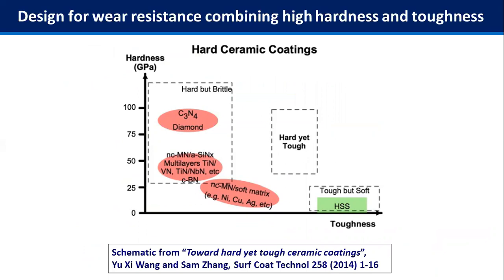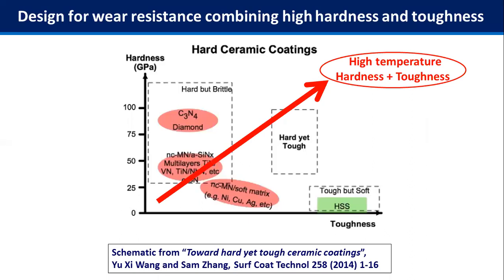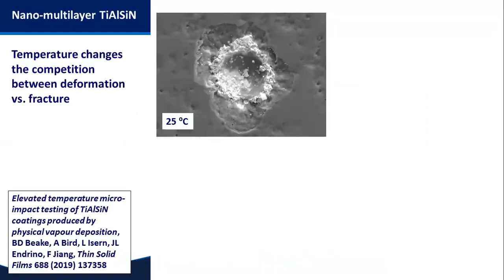But actually, if we think about many of these applications that we're trying to simulate, there are very high frictional temperatures generated in contact. So really, we're probably more interested in the high temperature properties of the coatings, the high temperature hardness, the high temperature toughness. So if we look at room temperature now, an impact crater at 1.5 newtons on this nano multi-layered system, you can see there's a large fracture zone.